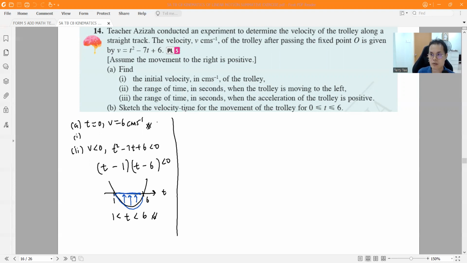Okay, next one. The range of time when the acceleration is positive. So we have to differentiate v to get a. Differentiate t squared, I got 2t. Differentiate minus 7t, you get minus 7. Differentiate 6, you get 0. My acceleration is now positive, more than 0. t is 7 over 2. So there you go, there's the range of time when acceleration is positive.